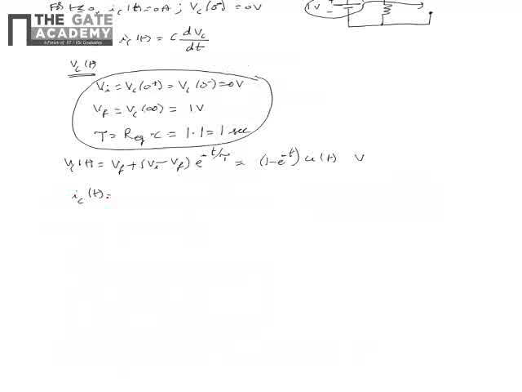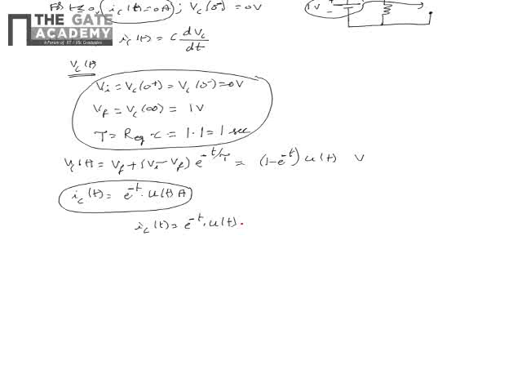From this, IC of t can be written as C into dVc by dt, which upon simplification becomes e power minus t u of t ampere. For t less than or equal to 0, IC of t is 0 ampere, and for t greater than or equal to 0, IC of t is e power minus t u of t ampere. So for every t, IC of t can be expressed as e power minus t into u of t ampere. From this, we see that the correct option representing the current through the capacitor is B.